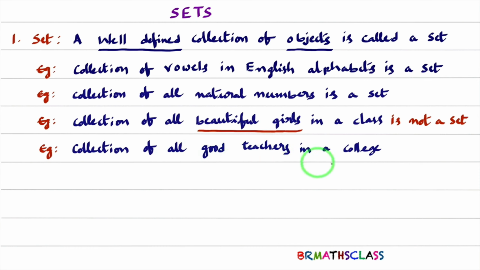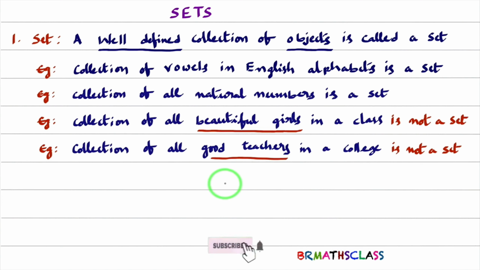So the collection of all good teachers in a college is not a set. Why is it not a set? Because good teacher is not well defined. A particular teacher may be your favorite teacher. The same teacher may not be a favorite to your friend. So, good teacher is not well defined. I hope you understand the definition of a set.